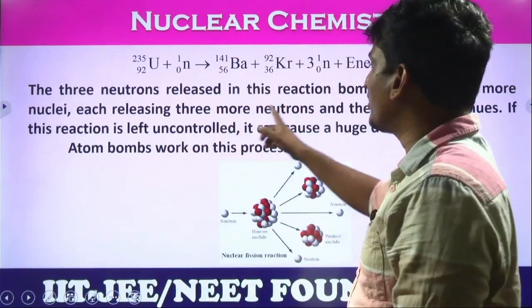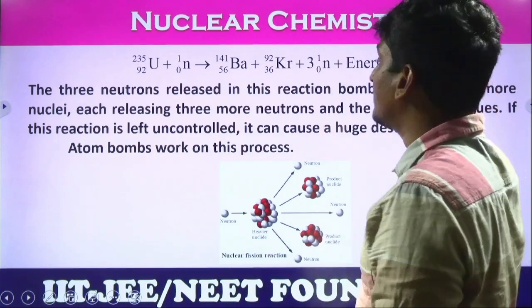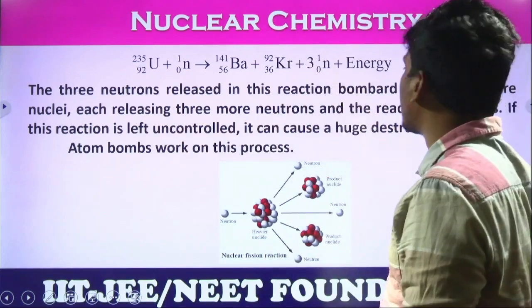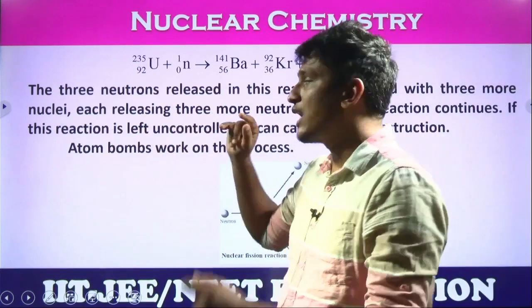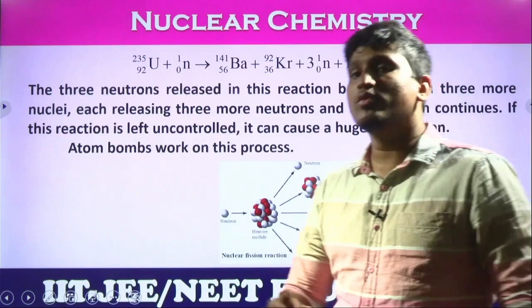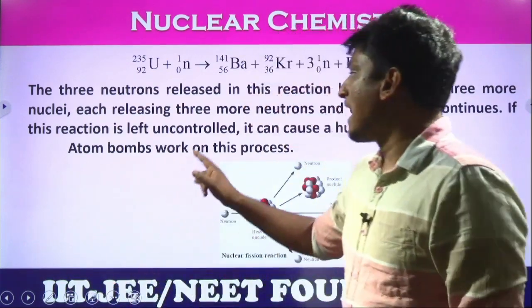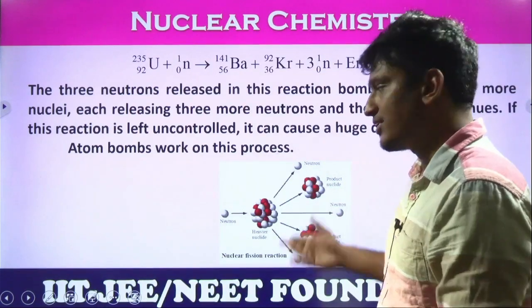So the 3 neutrons released in this reaction bombard 3 more nuclei of uranium, each releasing 3 more neutrons, and the reaction continues. If this reaction is left uncontrolled, it causes huge destruction. Hiroshima, Nagasaki, nuclear and atom bombs work on this process, students, right?